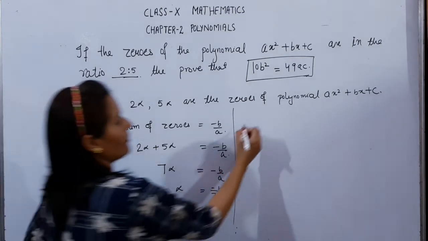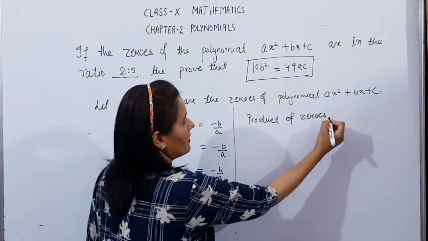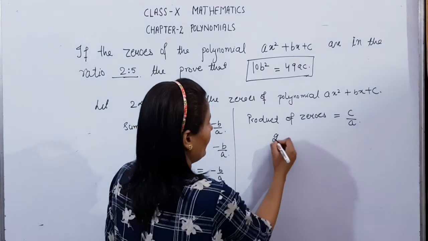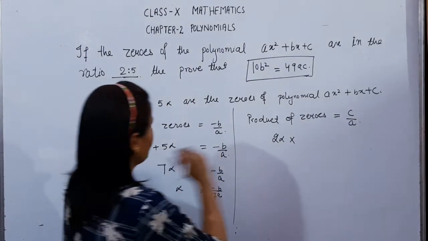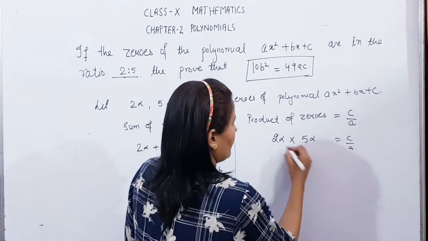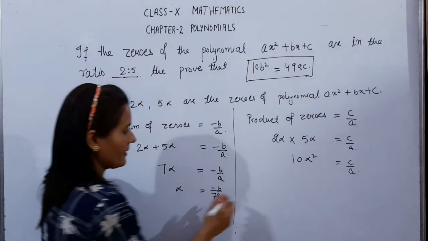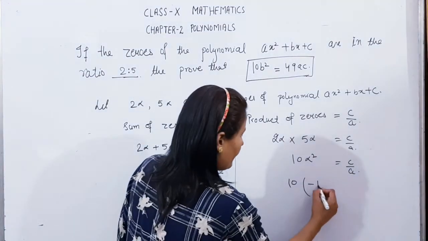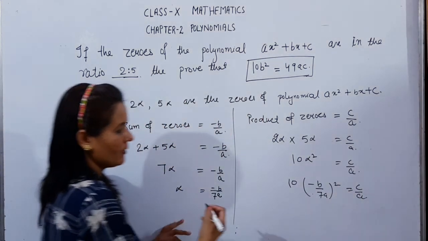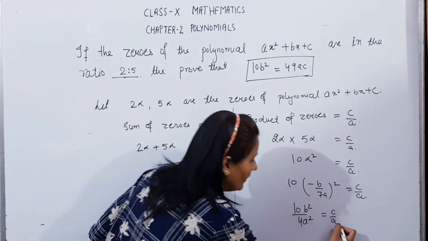Now we are using the product of zeros, which is equal to c upon a. So 2 alpha into 5 alpha is equal to c upon a. This is 10 alpha square equal to c upon a. So we can substitute the value of alpha: 10 into (minus b upon 7a) whole square is equal to c upon a. So it is 10b square upon 49a square is equal to c upon a.